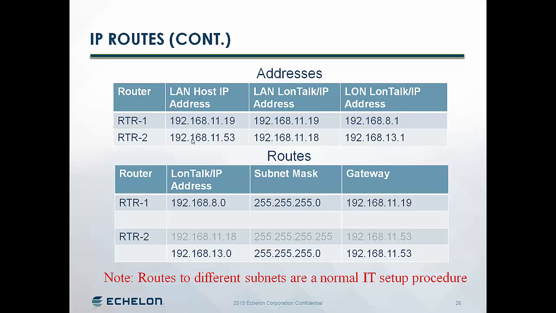With respect to router 2, its LAN side host IP address is 192.168.11.53. However, its LAN side LonTalk IP address is 192.168.11.18, which is clearly different to its host IP address. And it has the 13 subnet on its far side, on the FT side.